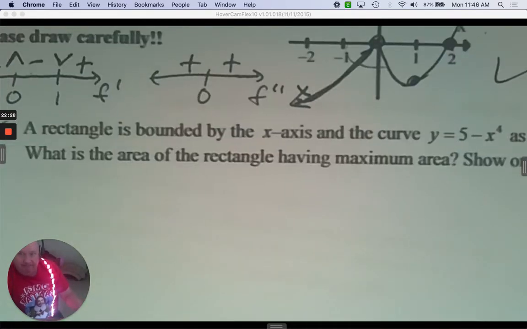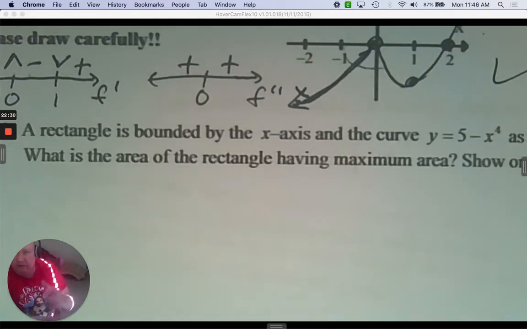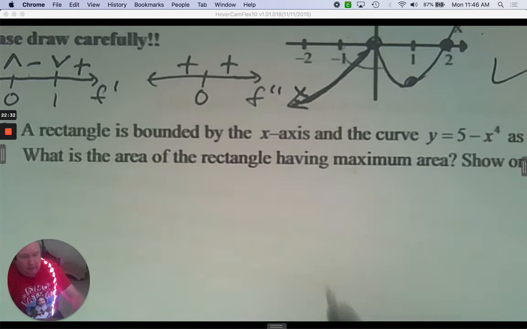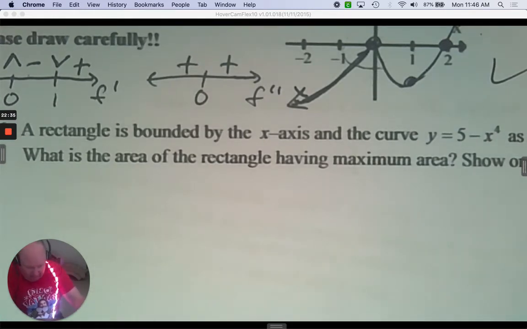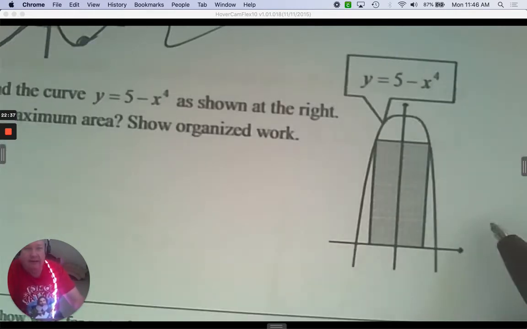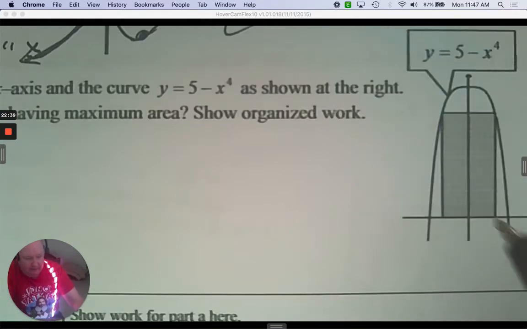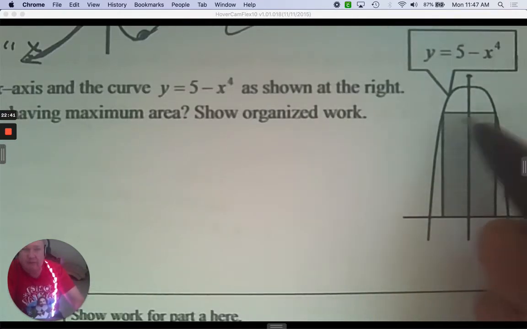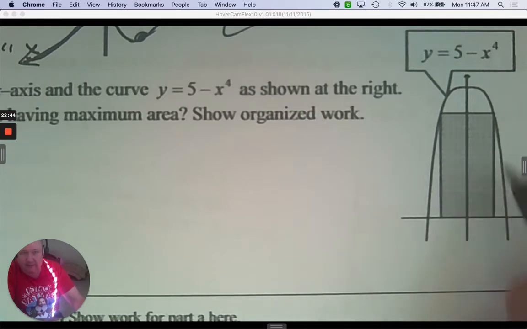Number 16. Again, press pause, read the question, try your best, then press play. A rectangle is bounded by the x-axis and that curve, and you're given a graph of it. You're asked to find the maximum area of that rectangle. This is called an optimization question.